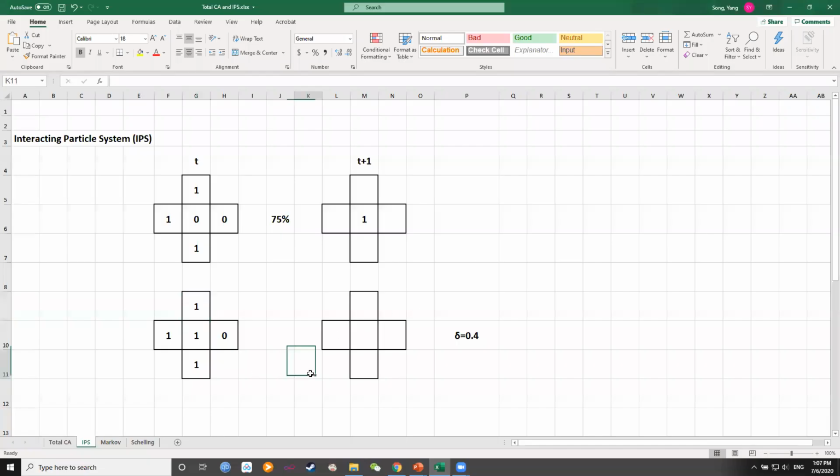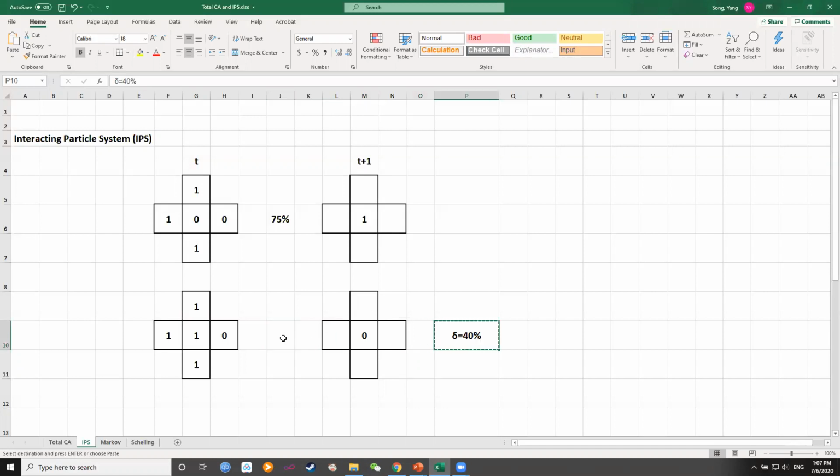Okay, let's get back. Because I gave 0.4 to delta, or 40%, it means that with a probability of 60%, this cell is going to survive. It will still be 1. And with a specific probability, which is 40%, it is going to die, which means it will be 0 at t plus 1.